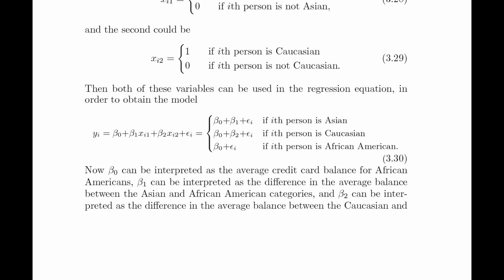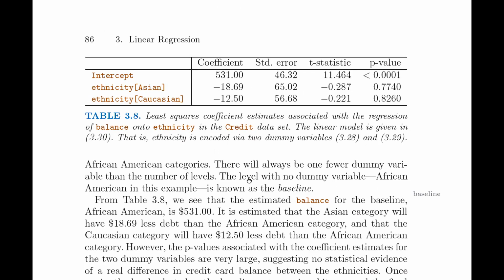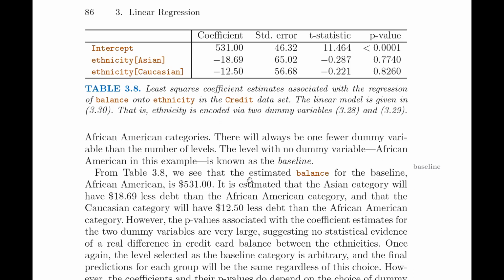Now, beta naught can be interpreted as the average credit card balance for African Americans, beta 1 as the difference in the average balance between the Asian and African American categories, and beta 2 can be interpreted as the difference in the average balance between the Caucasian and African American categories.